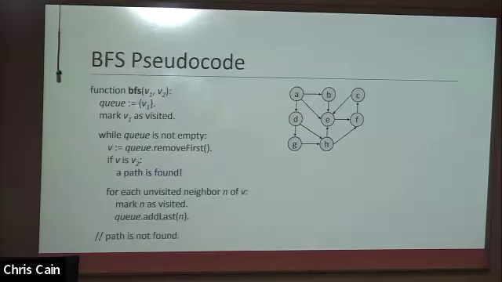So here's some pseudocode for breadth first search. We start with a queue. We put into that queue the initial vertex. We again mark that as visited. While the queue is not empty, we're going to dequeue from that queue, removing the first element. If the vertex that is removed from the queue is the destination, yay, we found the path. If not, for each unvisited neighbor, we mark it as visited and add it to the queue. And then when we dequeue, that has the path.